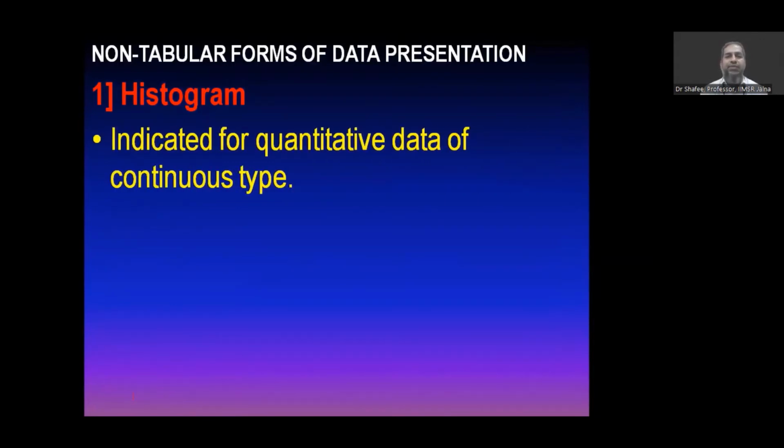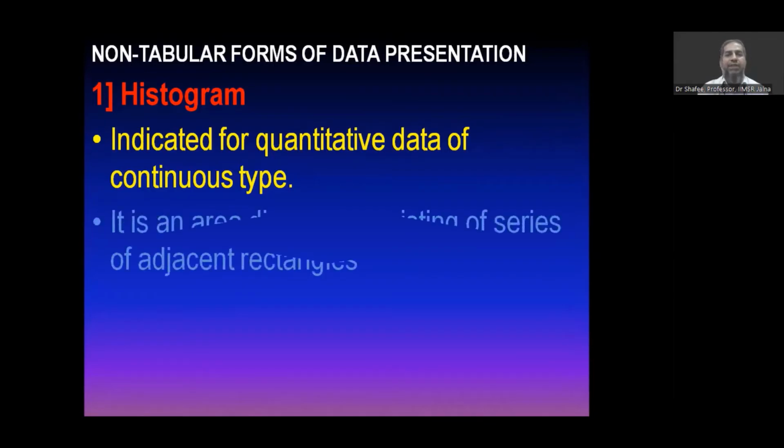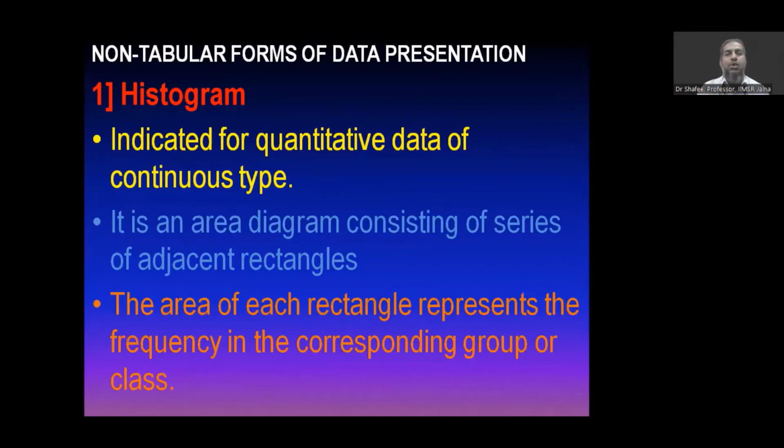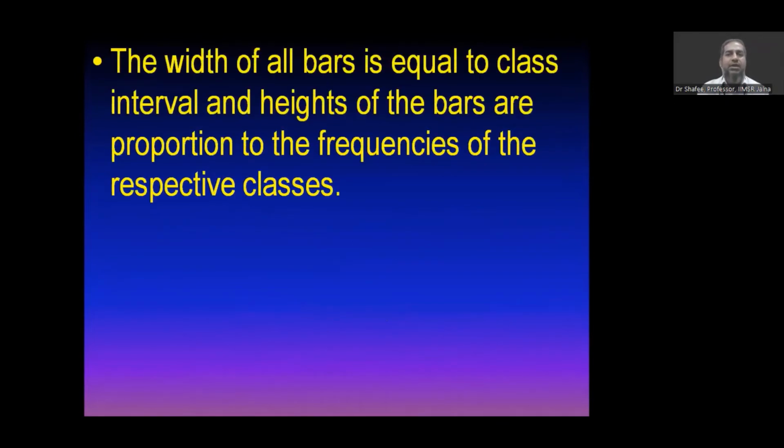It is indicated for quantitative data of continuous type, meaning the data which goes on changing, like height, weight, blood pressure. It is an area diagram consisting of a series of adjacent rectangles. They are attached to each other, or adjacent to each other. There is no gap between these diagrams. The area of each rectangle represents the frequency in the corresponding group or class. So one rectangle is equal to the frequency in that class or group.